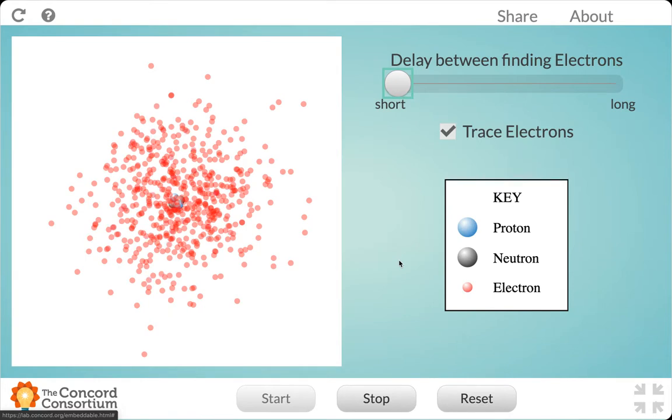So that's one thing. The second thing, though, is why do electrons space out? Like there's some that are way out here. Why does that happen? What's going on with forces of attraction and forces of repulsion?